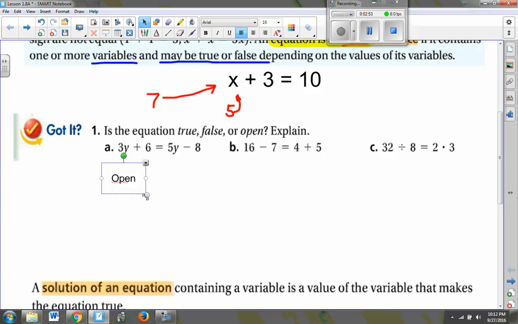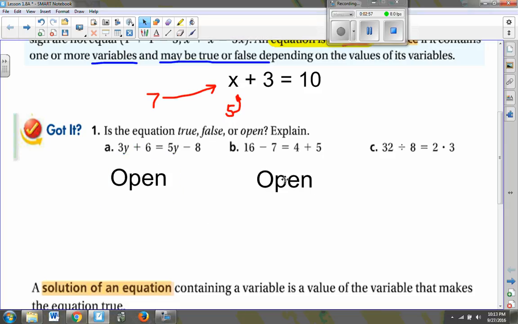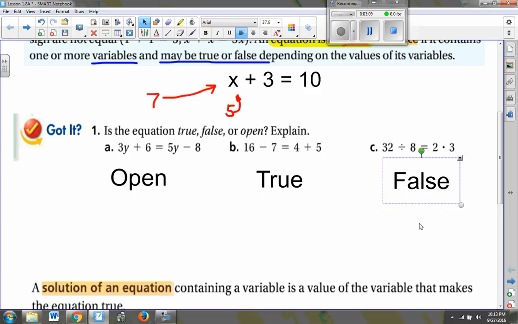Letter A is most definitely open. Letter B is most definitely true. 16 minus 7 is 9, and 4 plus 5 is also 9. And then letter C is false, because 32 divided by 8 is 4, and 2 times 3 is 6. 4 does not equal 6. That's false. So hopefully true, false, and open equations make sense to you, and you can decide which one is which in your practice problems.